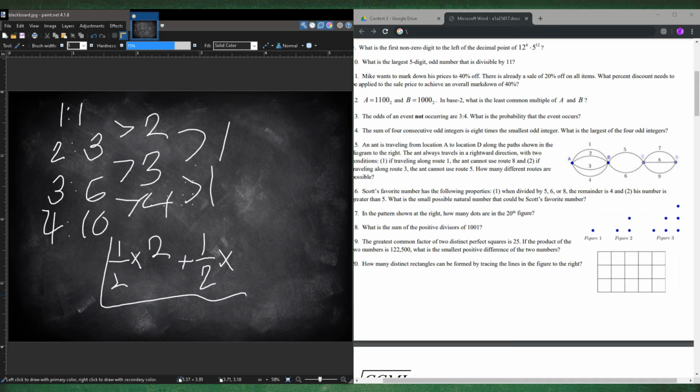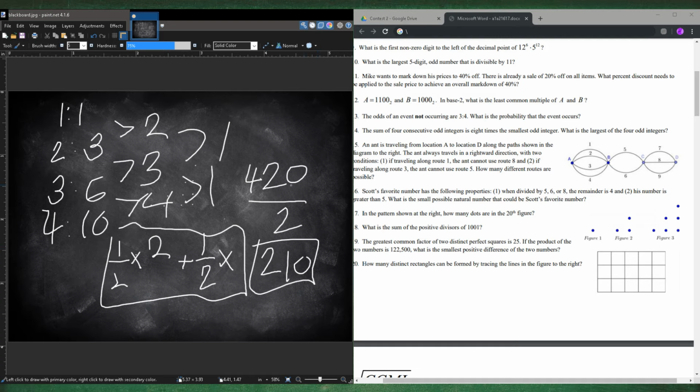Yeah. So this is the model: 1/2 x squared plus 1/2 x. So if you want to find the 20th, just plug in x is equal to 20. So that's 400 plus another 20. So that's 420 over 2. So the answer is 210. Basically that simple.